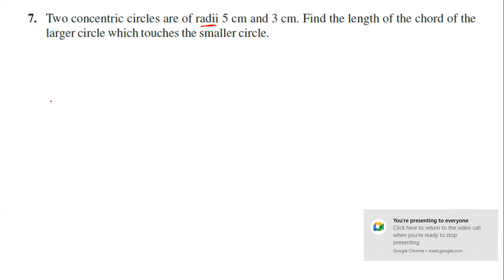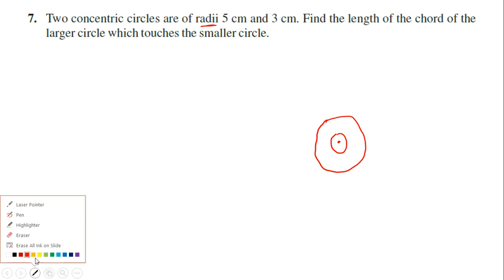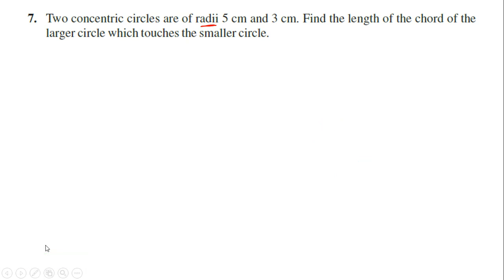See here, this is the concentric circles. It means the center is one but the circles are two, like this. This is the common center of both circles, so it's called concentric circles. Now you people have to remember these things because you are in 10th grade and this is a question of ninth grade, so it is so easy.